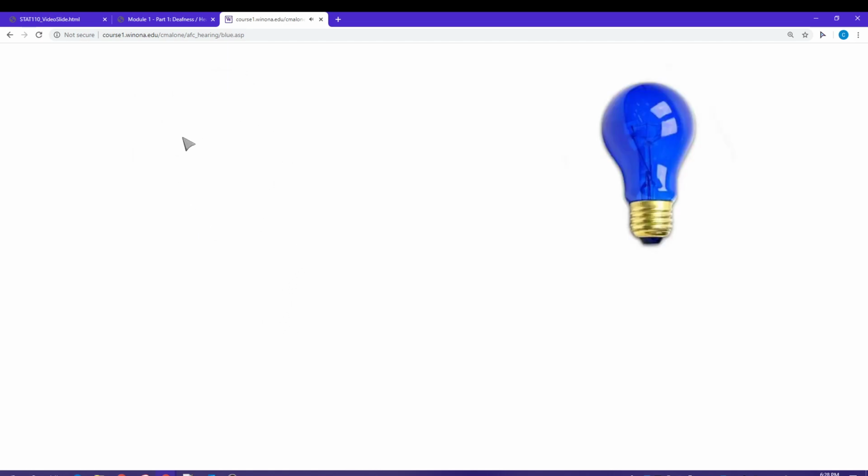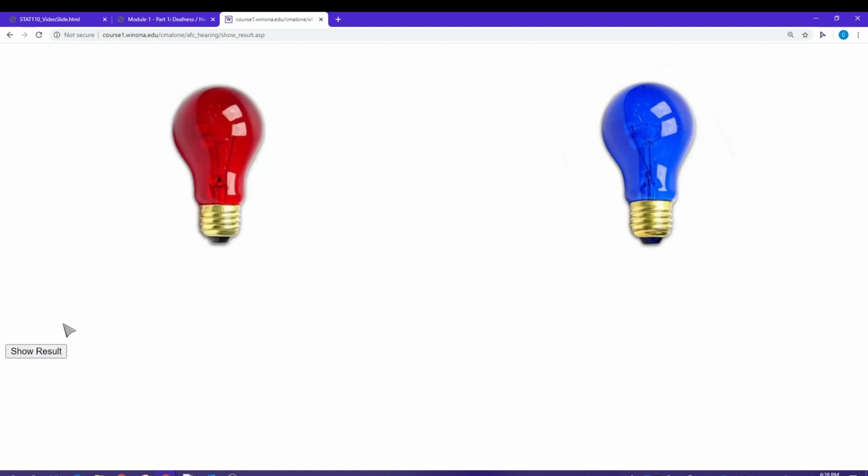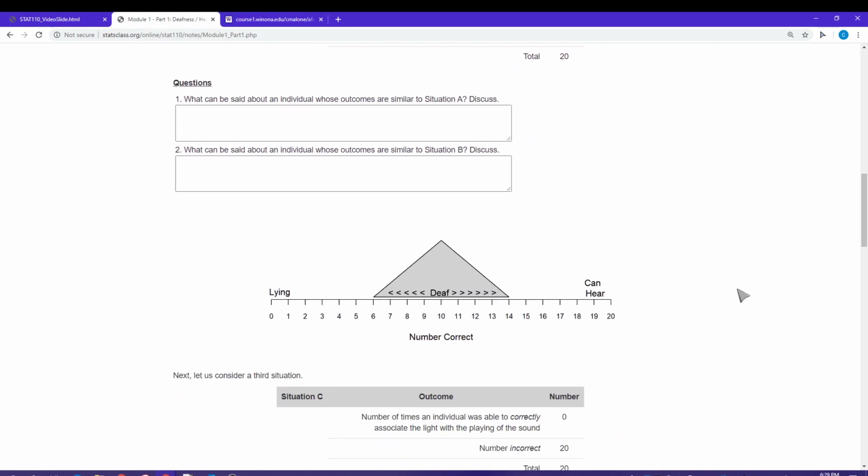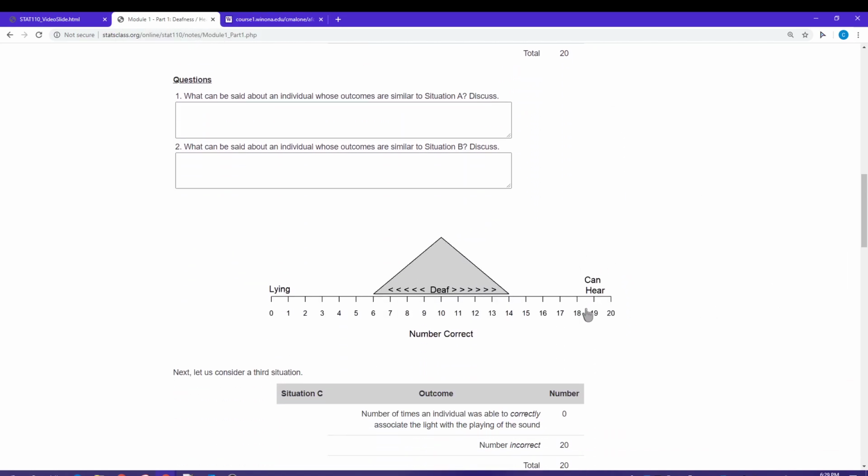Okay, so if we take our speakers off of mute, I'm able to hear that the sound was being played with the red light there. So if I did that a total of 20 times, I should be able to identify each time when the sound was being played with the associated light. So if we get 20 out of 20 correct, what that's going to indicate is that individual can probably hear.